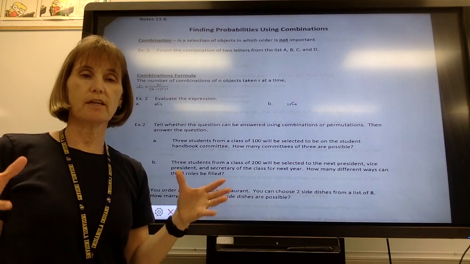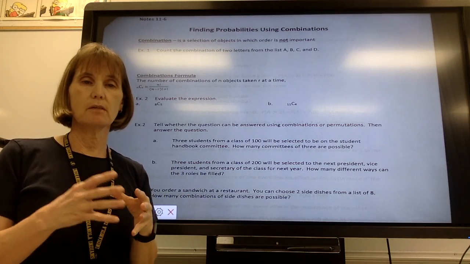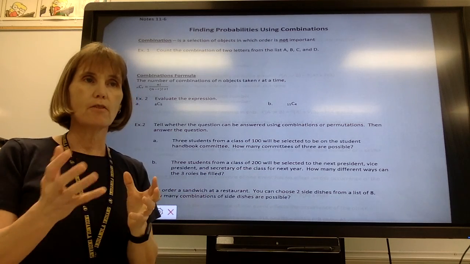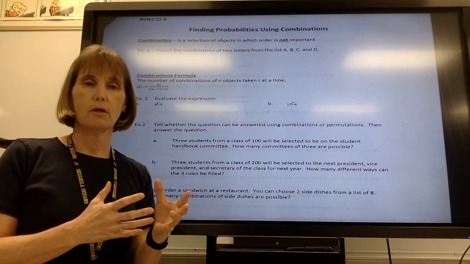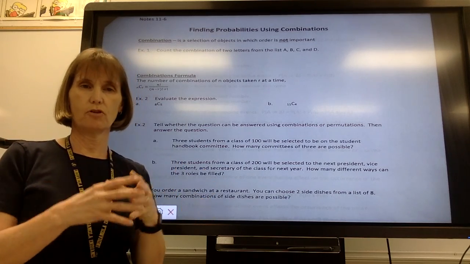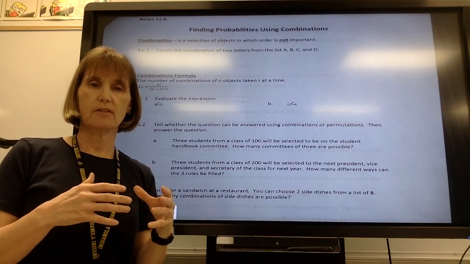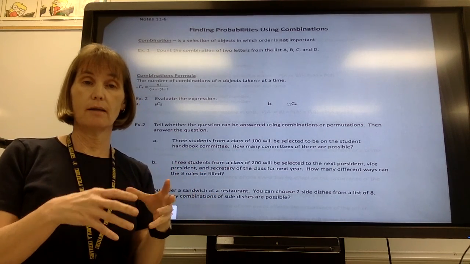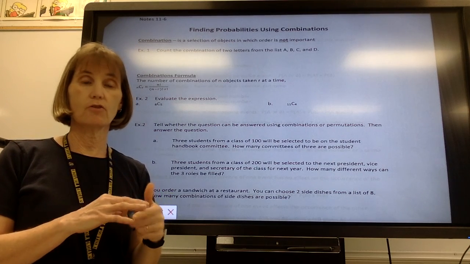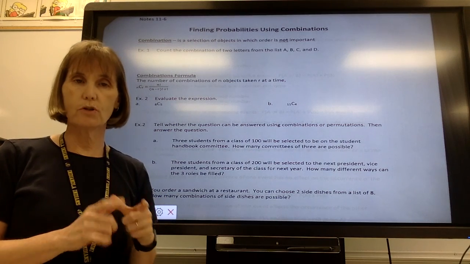If I were going to select 3 students from the class, and the first person I select is the president, the second person I select is the vice president, the third person is the secretary, their order matters. That's a permutation. But if I were going to select just 3 students to be on the student council, to represent this class, it wouldn't matter what order I selected the students. They're just on the committee or on the council. So any 3 students, it wouldn't matter who was first, second, or third. It's just those 3 students. That's a combination, where order doesn't matter.